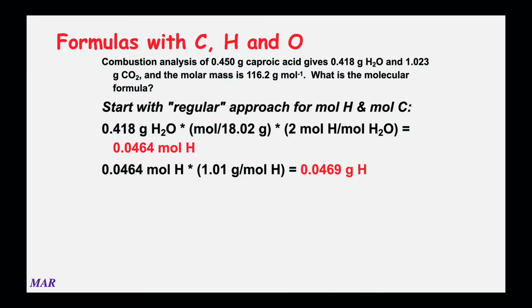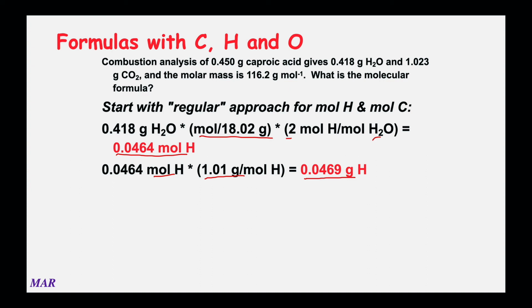So here's the example. We'll start with water, 4.418 grams of water. Here's the molar mass of water, turning grams of water into moles. 2 hydrogens for every 1 water. This number here, 0.0464, represents the moles of hydrogen, and that's just like what we did earlier. However, this next step is kind of different. I'm going to take that number, the moles of hydrogen, and multiply it by the molar mass of just hydrogen, and to 3 sig figs, that's 1.01 grams. So 0.0464 moles of hydrogen represents 0.0469 grams of hydrogen. I put both of those numbers in red because we're going to use both of them again in a little bit.